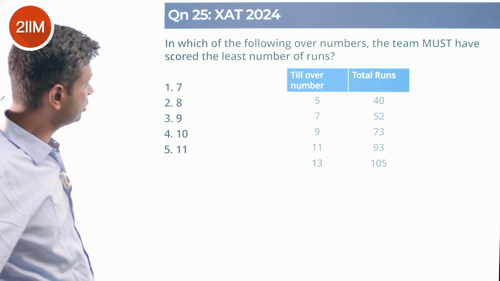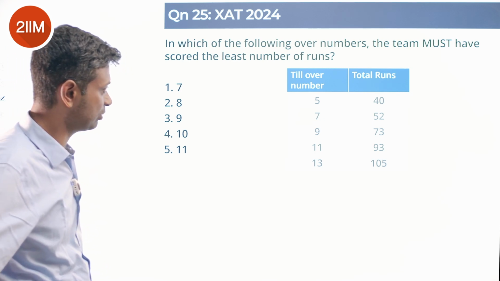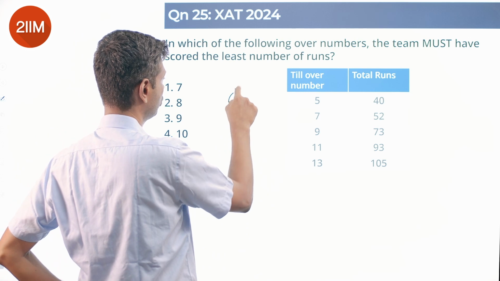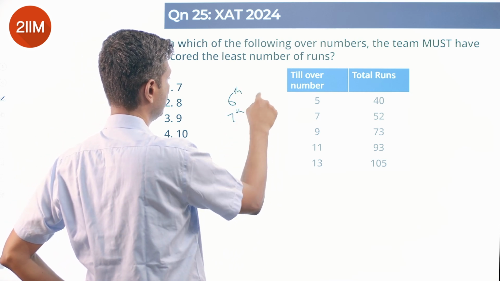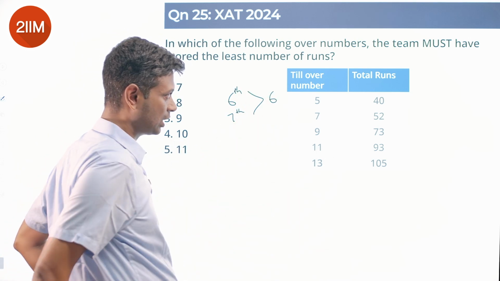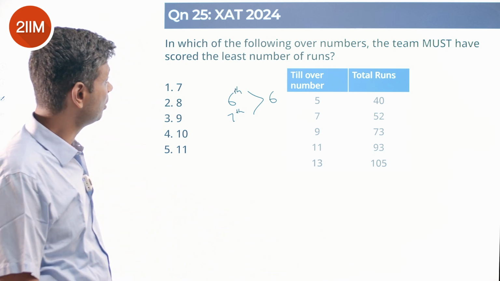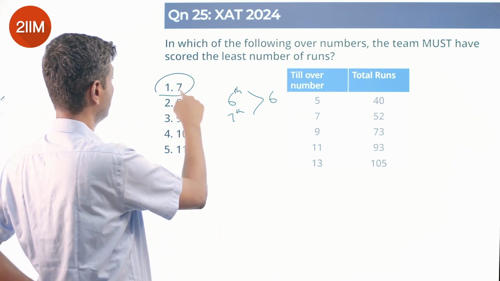Which of the following over numbers must the team have scored the least number of runs? Oh, nice. 6th and 7th over. In the 6th over and 7th over, the team scored 6 runs. Others, maybe, maybe not. Must have scored 6th or 7th. 7th is there, done through. Happy.